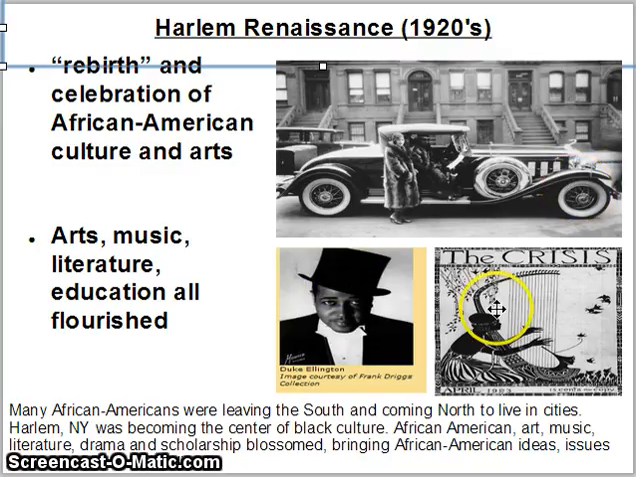Here's Duke Ellington. The Crisis was a magazine published by the NAACP and edited by W.E.B. Du Bois, who we've already talked about. So many African Americans were leaving the South and coming to the North to live in cities. Harlem, New York City, was becoming the center of black culture. Art, music, literature, drama, and scholarship all blossomed, and African American ideas and cultures started to become open to a wider audience.